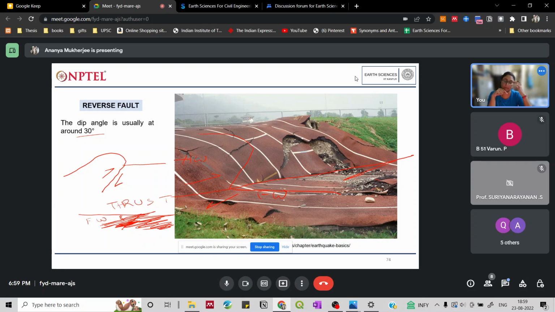Some of the best examples of thrust faults are seen in the Himalaya. In the Himalaya you have the Main Boundary Thrust fault, which encompasses a huge area. So thrust faults can happen over very huge areas.